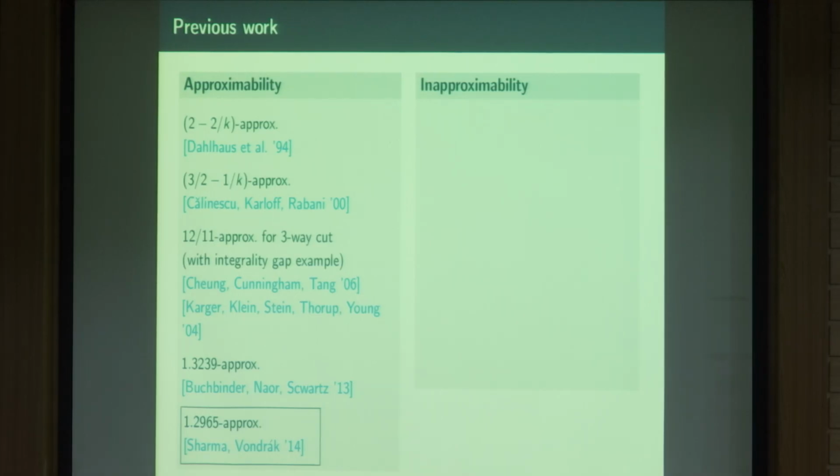And then later, independent work improved the approximation factor for the 3-way cut problem. And the 3-way cut problem, I'm mentioning it here because it will be crucial in our algorithm as well, or in our proof as well. So it turned out that for the 3-way cut, you can improve the approximation factor to 12 over 11. And then, I mean, there's a long line of results here, but the currently known best approximation factor is slightly below 1.3. Okay, so this is what we know about approximability of the problem.